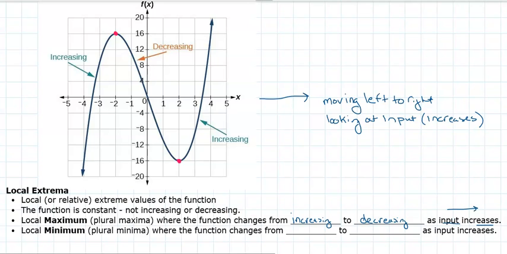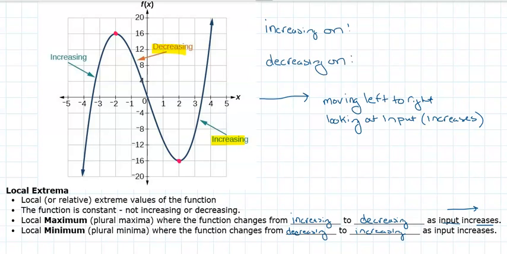The local minimum, or minima if there is more than one, is where the function changes from decreasing to increasing. These are terms that you really need to know and understand, because you're going to be asked this a lot in math. So make sure this is clear. The way you'll be asked to explain or describe it, you'll be asked to say where the graph or the function is increasing, what interval it is increasing on. That's what I've written right up here: increasing on and decreasing on, and we want to put an interval.